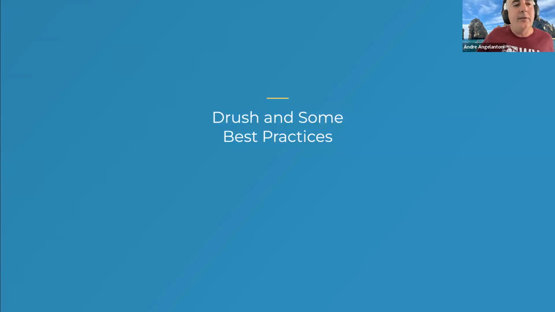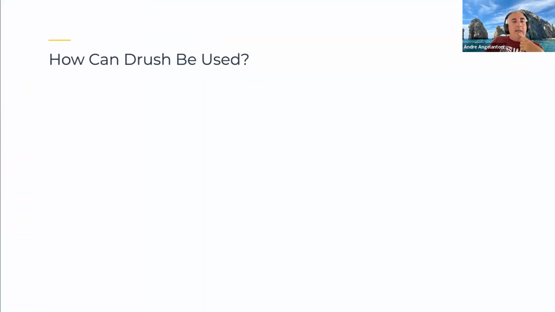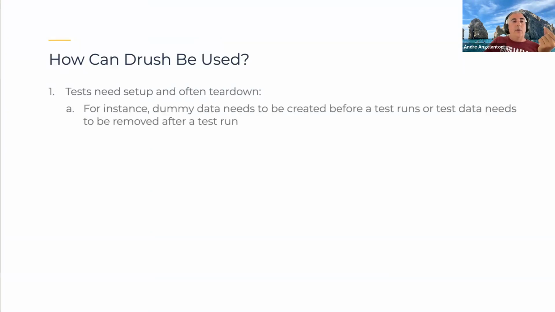Okay, so let's take a look at some specifics with Drush, and then we'll do some best practices. So how can Drush be used? Well, tests need setup and they often need teardown. For instance, you can put in some dummy data. Let's say you're standing up a test server and you're using a preview tool like Tugboat, where you can do every branch, or every PR, and you get your own preview of the whole site. You often need to set up dummy data, so Drush comes in handy for that.